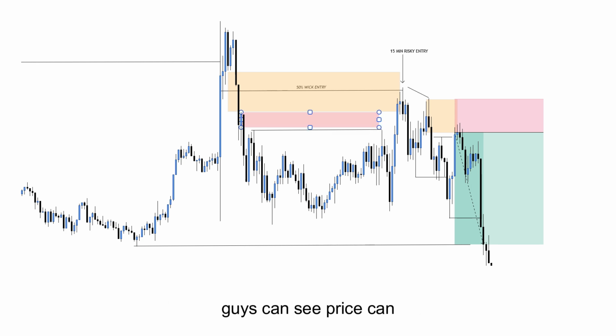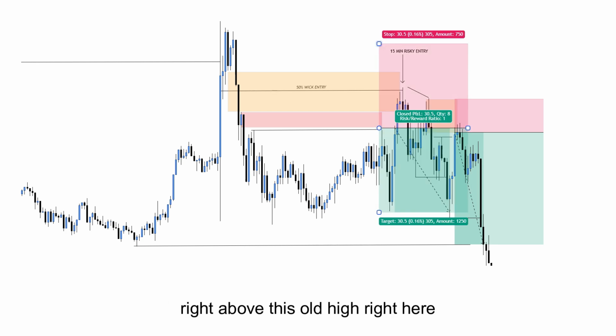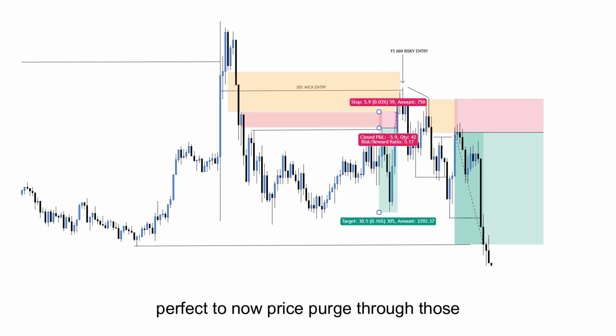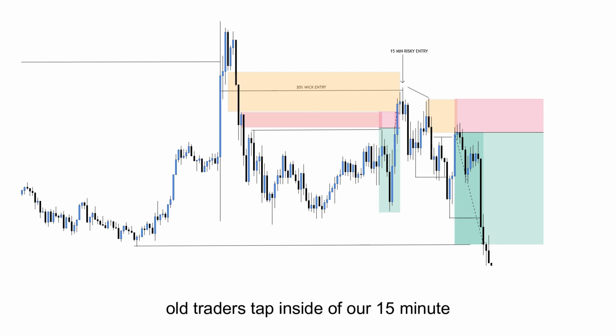And then as you guys can see, price came in and purged through this inducement. A lot of traders were placing their stop losses right above this old high right here, perfect. So now price purged through those old traders, tapped inside of our 15-minute wick entry of our rejection block. But if you're a person who doesn't trust this wick entry, all you have to do is wait for more lower time frame breakup structures. And then we see that price cleared this old low right here and gave us a breakup structure and failed to push price higher and give us a higher high, as you guys can see, but respected this old high and gave us a failure swing and left us a short-term high right near our 1 minute order block. So this is our confirmation entry.